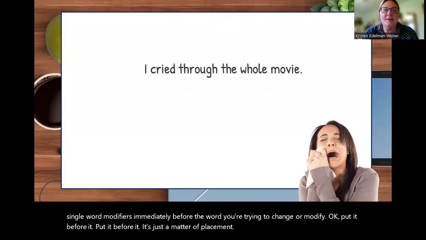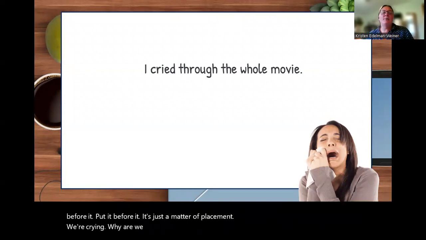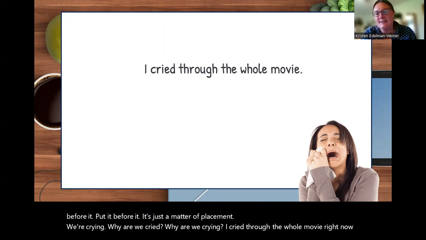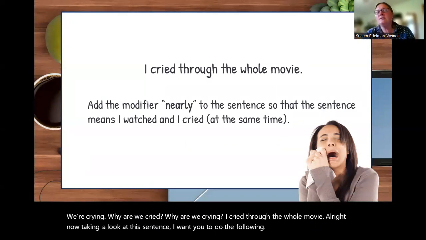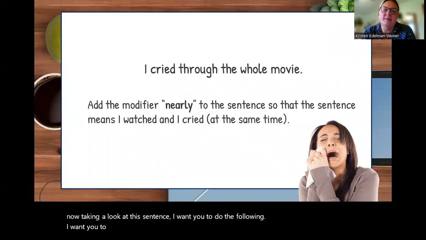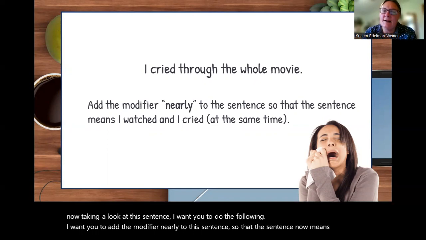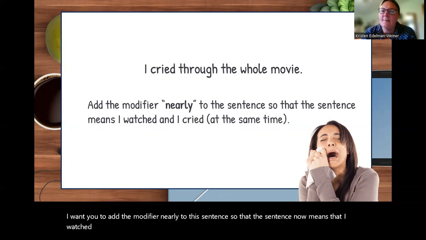Oh, we're crying. Why are we crying? I cried through the whole movie. Now, taking a look at this sentence, I want you to do the following. I want you to add the modifier nearly to this sentence so that the sentence now means that I watched and cried at the same time. Okay. So while I was watching the movie, I was also crying.